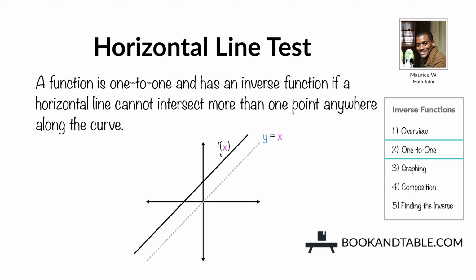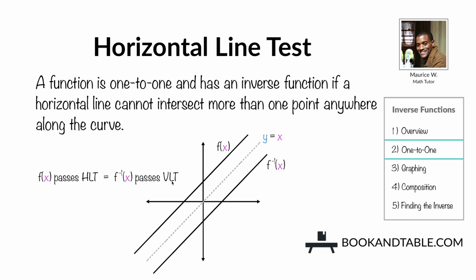So let's use a horizontal line test on f of x to see if it crosses more than one point anywhere along the line. We see that if we use a horizontal line, at no point can it cross more than one point at a time along this line. So since that is the case, f of x passes the horizontal line test, which means the inverse will pass the vertical line test.